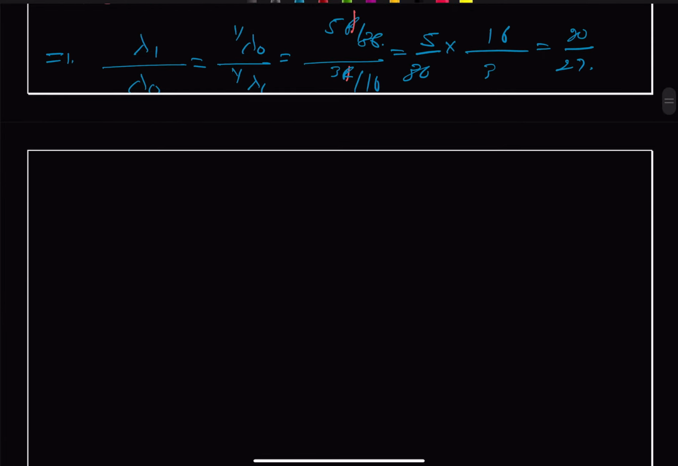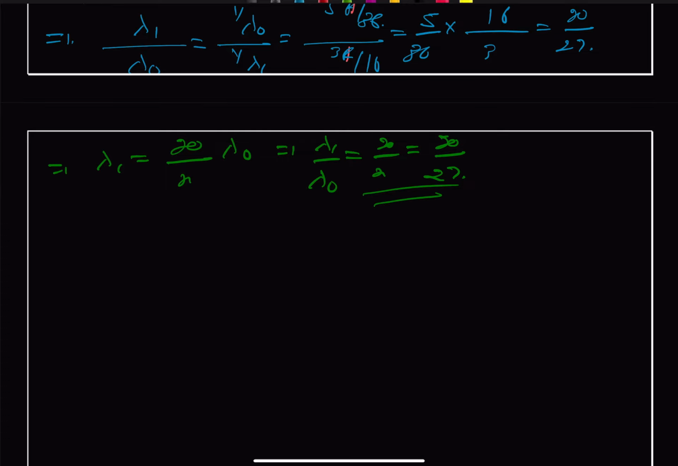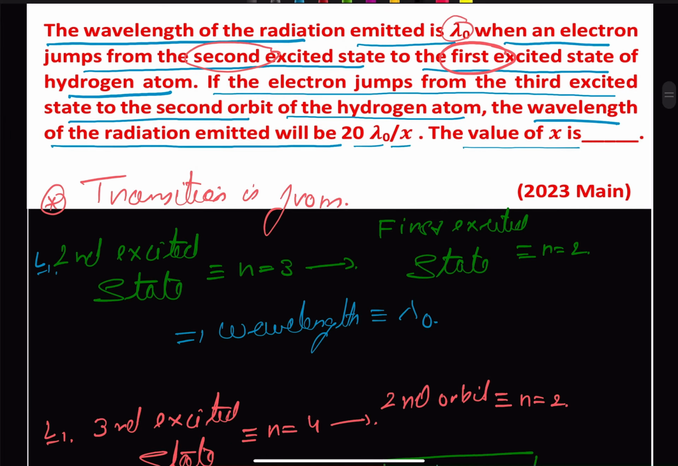Therefore, we can use that now. So lambda 1 is equal to 20 lambda naught by x, and from here we can write lambda 1 upon lambda naught is equal to 20 upon x. This comes as our 20 upon 27. So this 1:1 comparison gives us that our value of x is equal to 27. So value of x is 27.